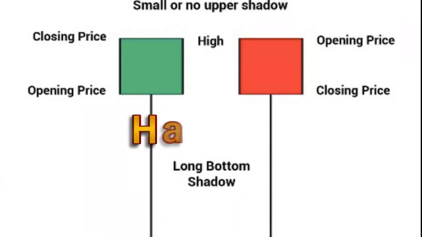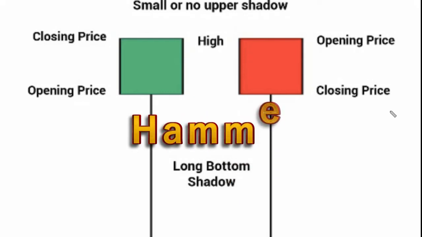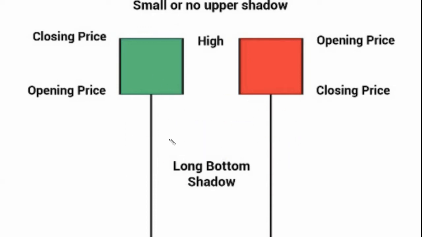Now let's talk about the hammer candle. As you can see on the screen, this formation is known as a hammer. In this formation, the body is small and the tail of the candle is bigger, and the tail should be at least double or more than double the body.